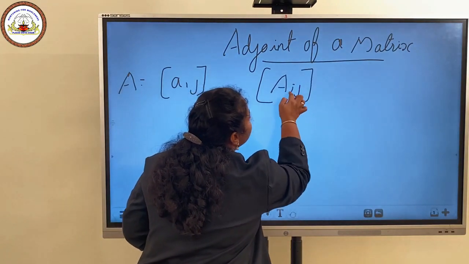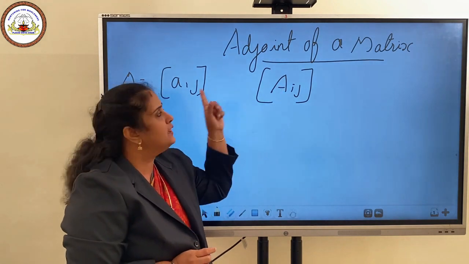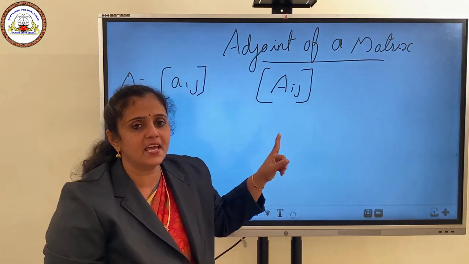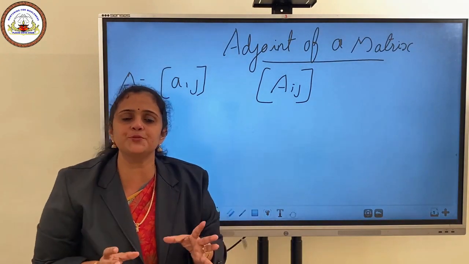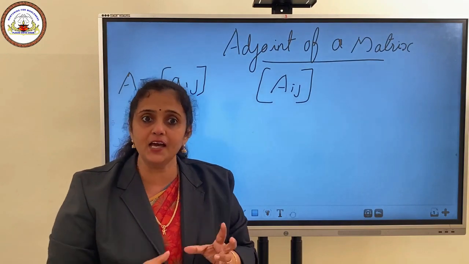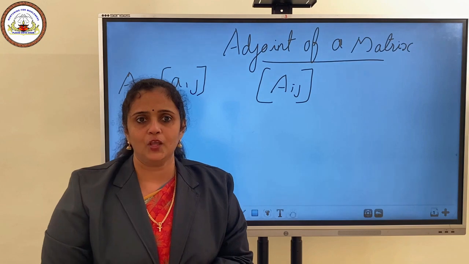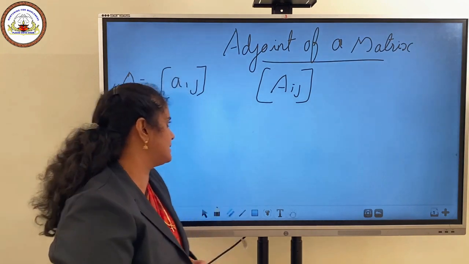Here Aij is the cofactor of the matrix. Then the adjoint of a matrix is defined as the transpose of the cofactor of the matrix, the cofactors of the elements. Then we can find the adjoint of a matrix. Okay, some important properties are there.